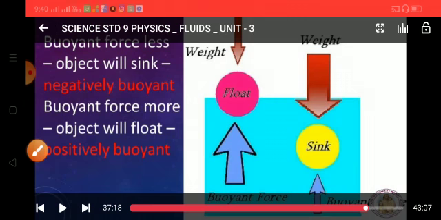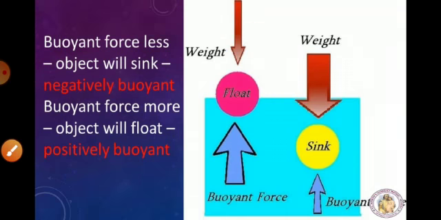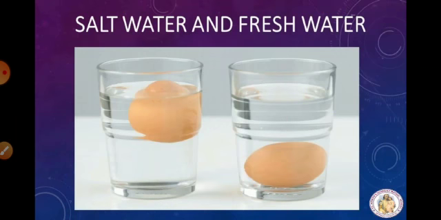So can you differentiate? In this floating object, what will we say? Because the sinking object is sinking, the buoyant force is less. That is negatively buoyant. The floating object, the buoyant force is high. That is positively buoyant. You know that. So let's see the activity.